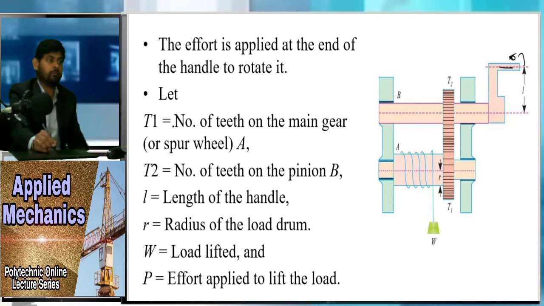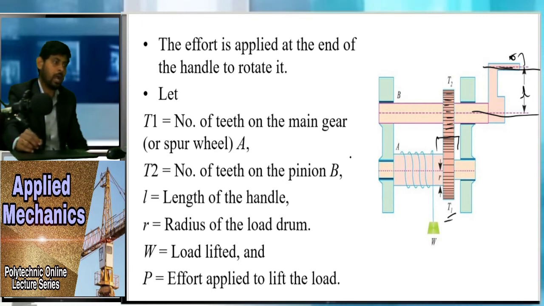Here T1 is nothing but the number of teeth on the main gear. So this is your main gear, that is your wheel. T1 is the number of teeth on this main gear. Then T2 is the number of teeth on this second pinion or second gear. L is the length of the handle, measured from the axis to the end of the handle.